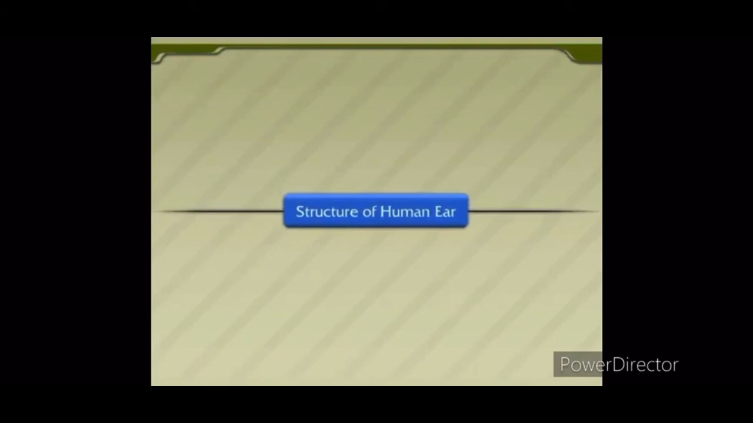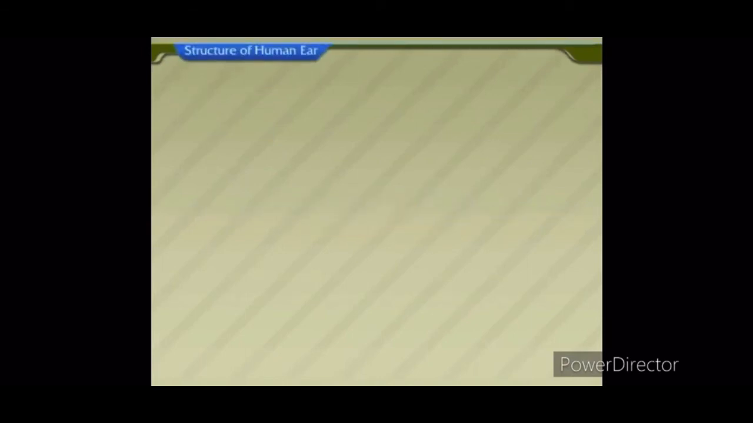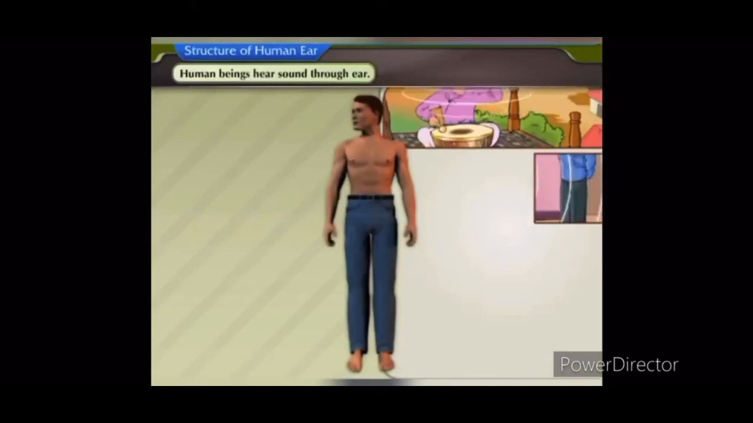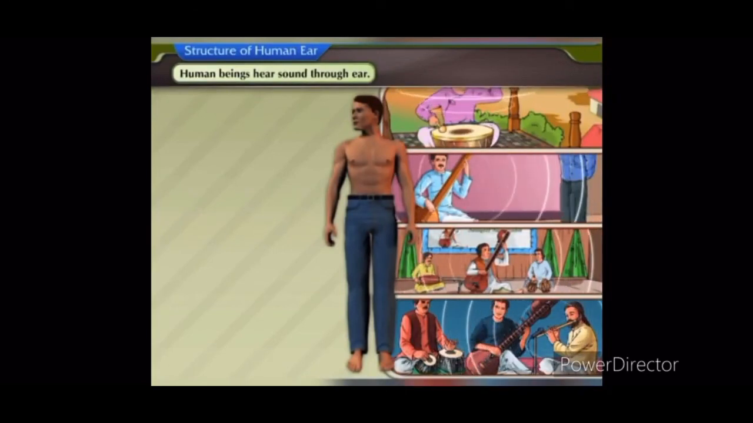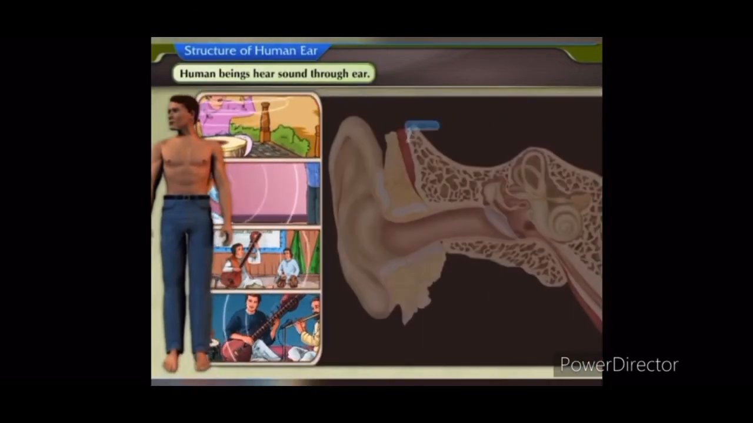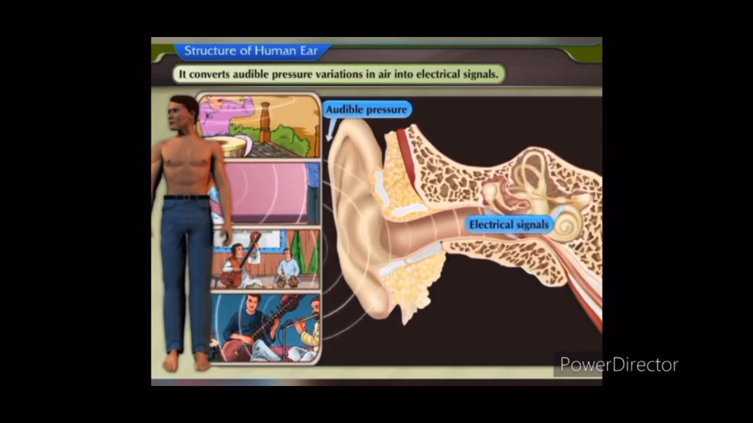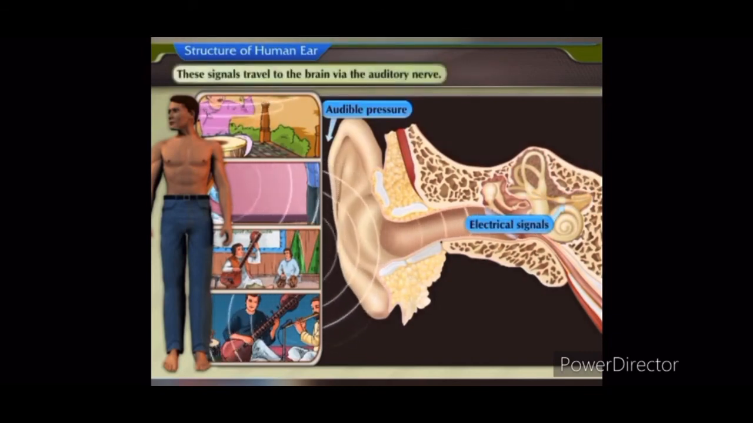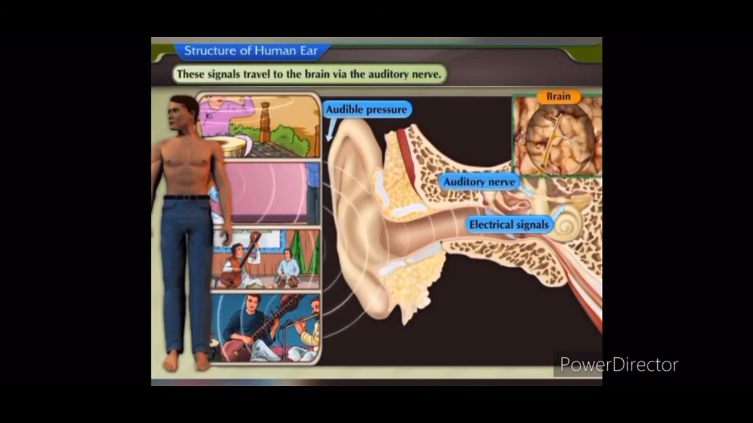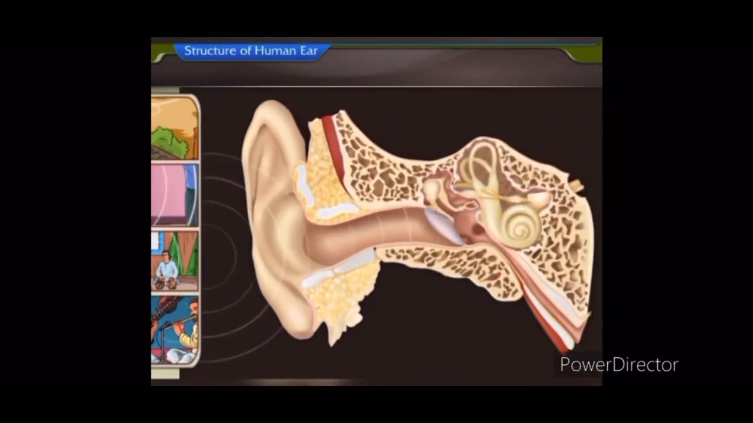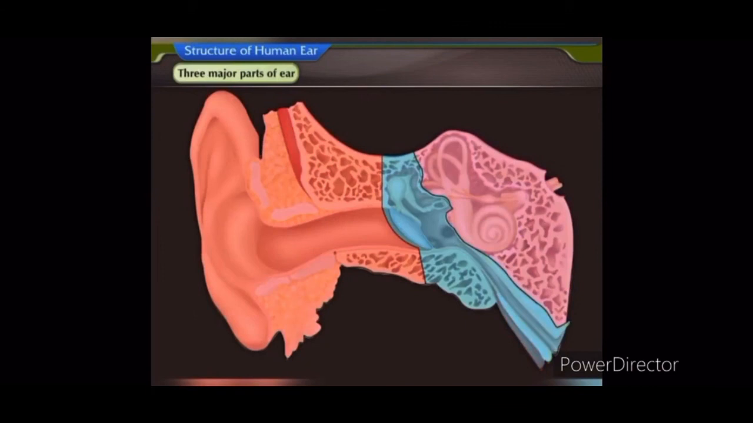Structure of the human ear. Human beings hear sound through one of their most important organs, the ear. It converts audible pressure variations in air into electrical signals. These signals travel to the brain via the auditory nerve. There are three major parts of the ear: 1. External ear. 2. Middle ear. 3. Inner ear.